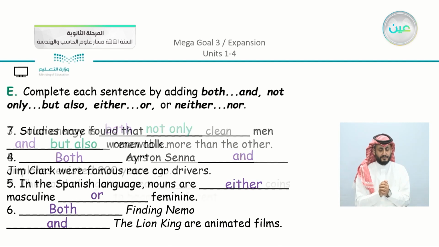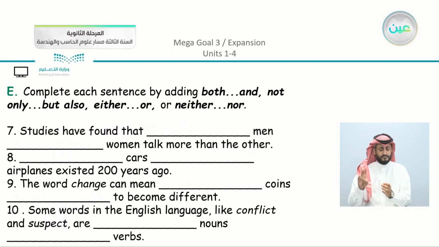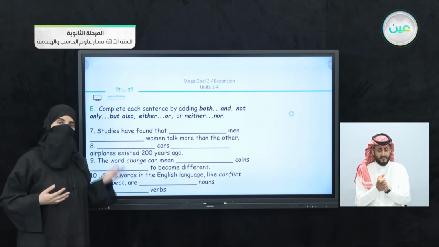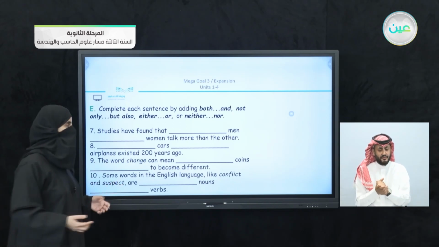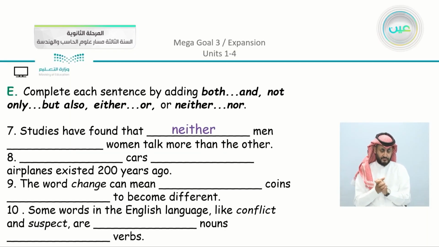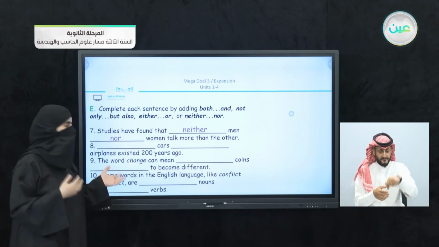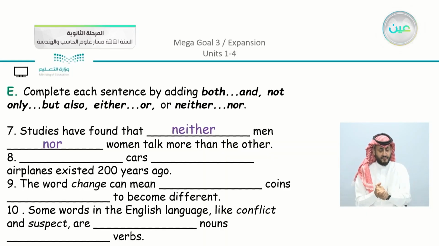Coming to our last 4 that we have here. Studies have found that blank men, women talk more than the other. So here, there are studies that show that men talk more than women, or the opposite. So we can say that neither men nor women talk more than the other. Blank cars, blank airplanes existed 200 years ago. So we are talking about 200 years ago. Did they exist, cars and airplanes? So here we can agree that neither cars nor airplanes.